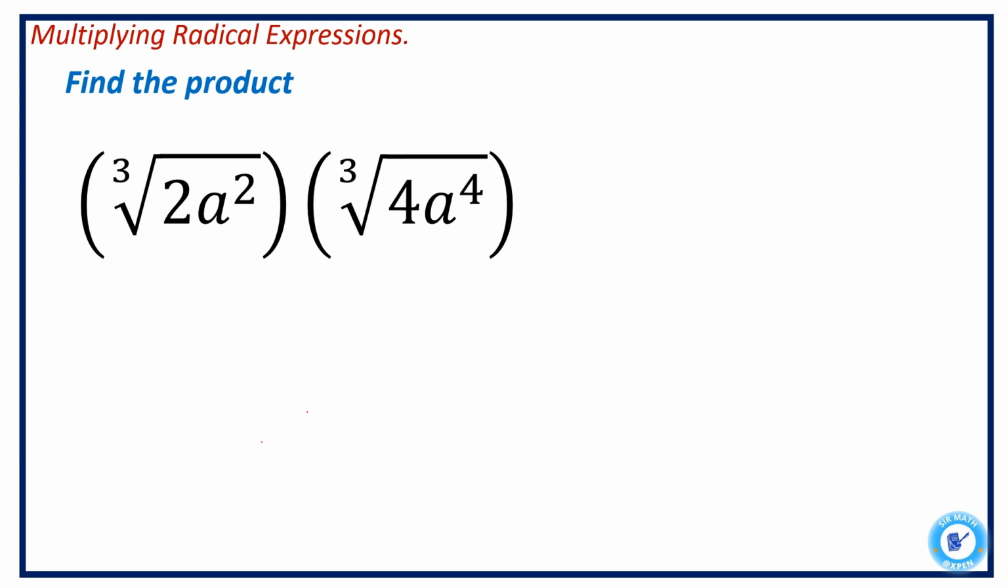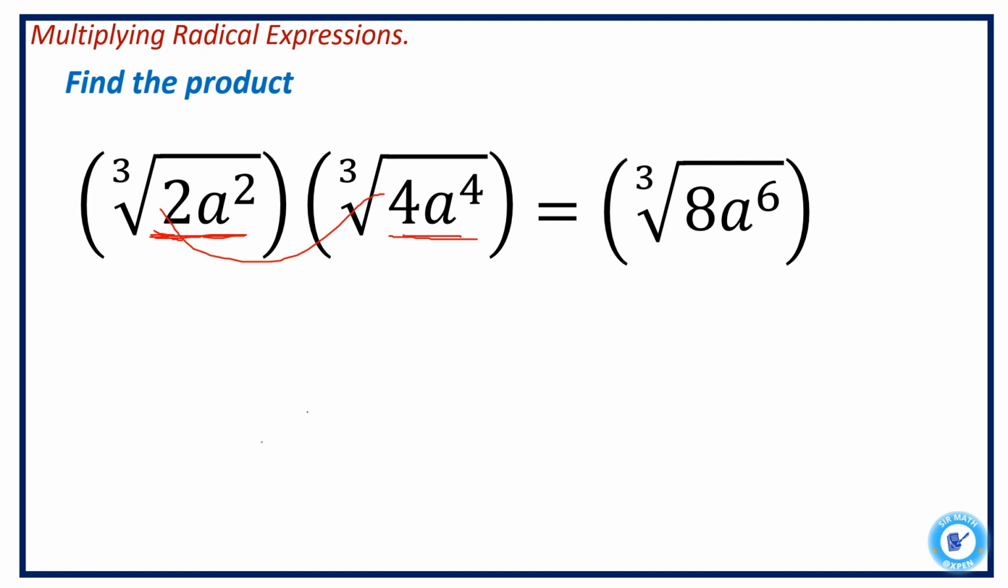How about if we're going to find the product of the cube root of 2a squared and 4a to the fourth power? Step number 1 is to multiply your radicands. In this problem, our radicands are 2a squared and 4a raised to the fourth power. That's equal to 2 times 4, that's 8. And 8 times a, that's equal to a, and add the exponents of our variable. That's equal to 2 plus 4, that's equal to 6.